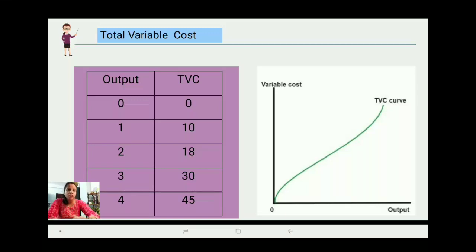When we put all this in the diagram, we will see that our variable cost curve will be like this, upward sloping. It is a curvy shape, we can say like an inverted S type. Not fully, but it is increasing. Since cost is increasing, the curve is going upward. This is the total variable cost curve, which is an upward sloping curve, because as output increases, variable cost increases.